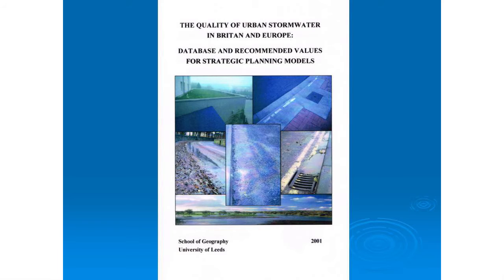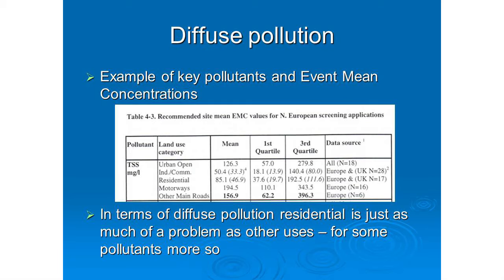So this study is from 2001. It's one of the studies that Brian Ellis references that was done by the School of Geography up at the University of Leeds back in 2001. It's a database and recommended values for strategic planning models of urban stormwater quality. A very good tool there that we use on a regular basis. And that's just one example of there's a whole list of key pollutants in there, and event mean concentrations and pollutant loads. So that's just one for suspended solids.